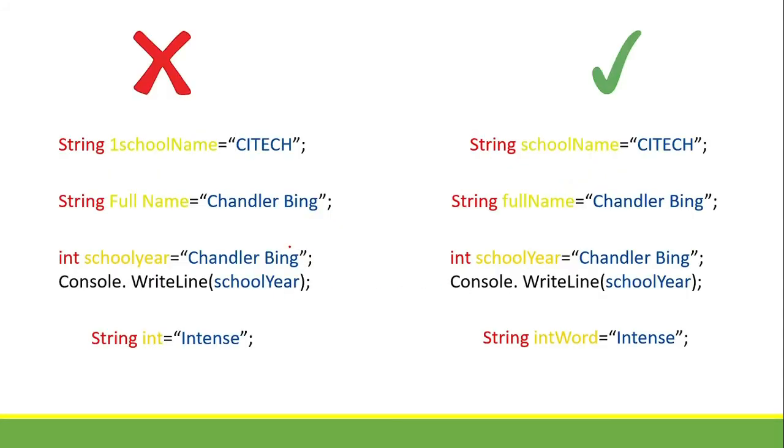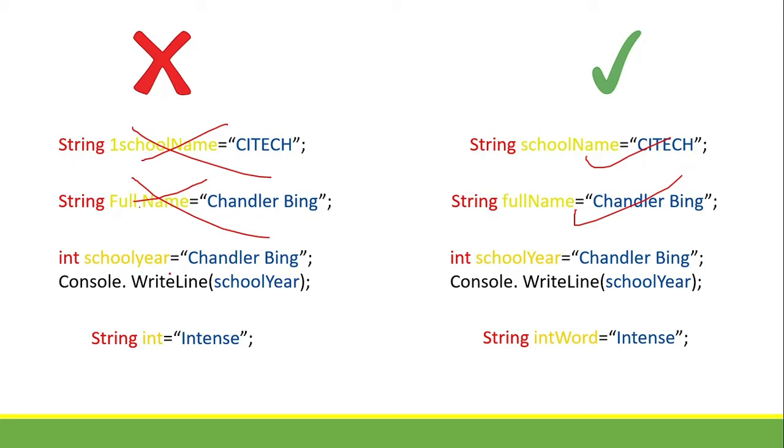So, let me show an example. So, ito yung mga wrong way na declaration. So, string, one school name is equal to SciTech dahil nag-start tayo sa 1. So, wrong siya. This is the correct one. So, walang 1 sa umpisa. Naka-camel casing. So, kompleto yung structure. Tama. So, string, full name, Chandler Bing, may space. So, mali din siya. Pero yung tama, walang space.